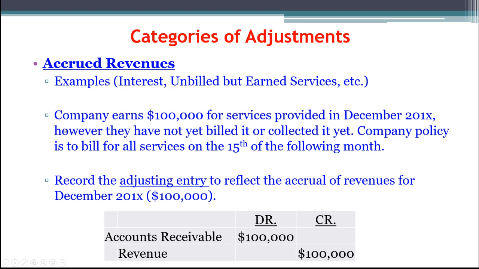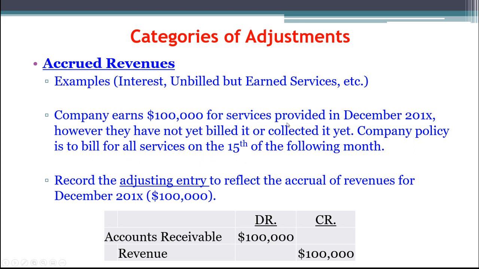So let's say this company, let's say it's a hospital. They've earned $100,000 for services for a variety of customers provided in December of this year, but they haven't billed for it yet. They haven't collected it yet. Company policy is to bill for all services on the 15th of the following month.